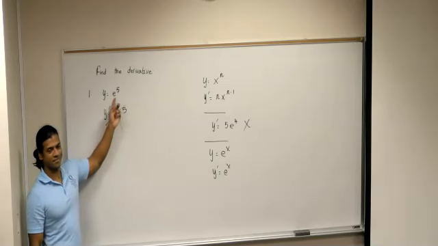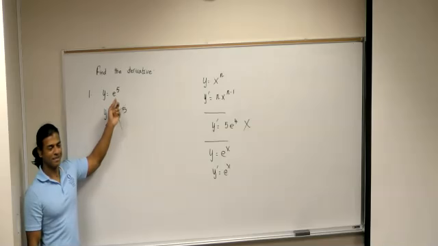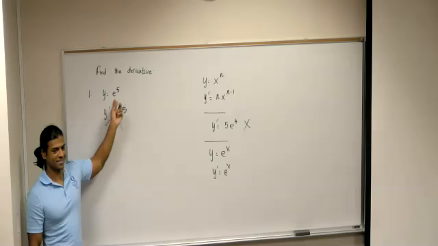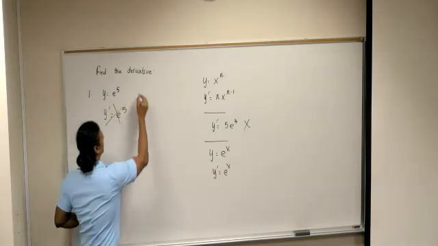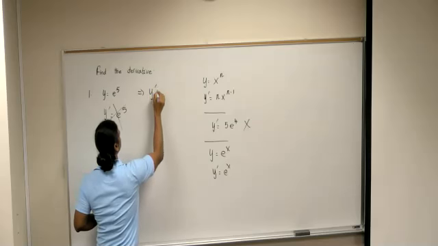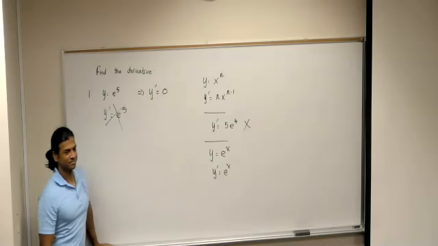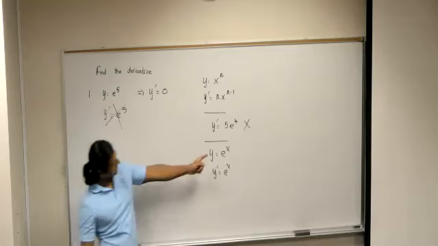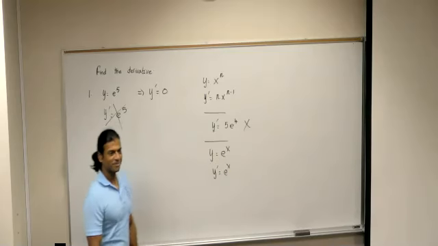E raised 5 is a constant. What is the derivative of a constant? 0. Wait, so then when would you use e raised x? When there is an x. So it has to be that, not a number.